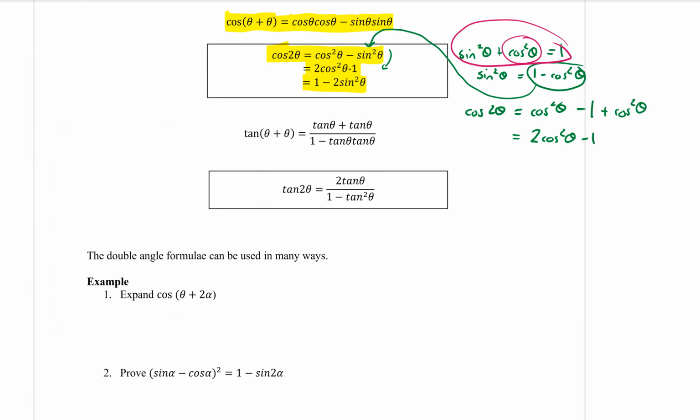Okay, next, the tan formula. To get tan of 2 theta, we start by writing that as tan of theta plus theta, and we use our compound angle formula to expand it. The formula is tan of the first plus tan of the second over 1 minus tan the first, tan the second. Now tan plus tan on the top will make 2 tan, and tan times tan on the bottom will make tan squared, so 1 minus tan squared. And this is our double angle formula for tan.